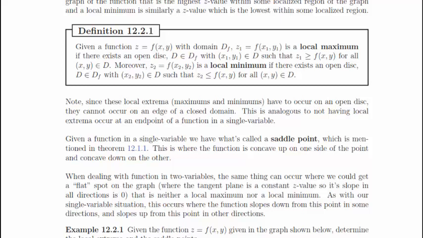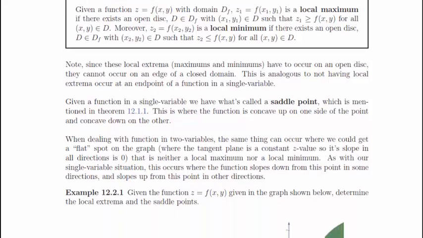Moreover, z2 equals f of x2 comma y2 is a local minimum if there exists an open disk D in the domain of f with x2, y2 in this disk, such that z2 is less than or equal to f of x comma y for all x comma y in this open disk. So note, since these local extrema, maximums and minimums, have to occur on an open disk, they cannot occur on an edge of a closed domain.